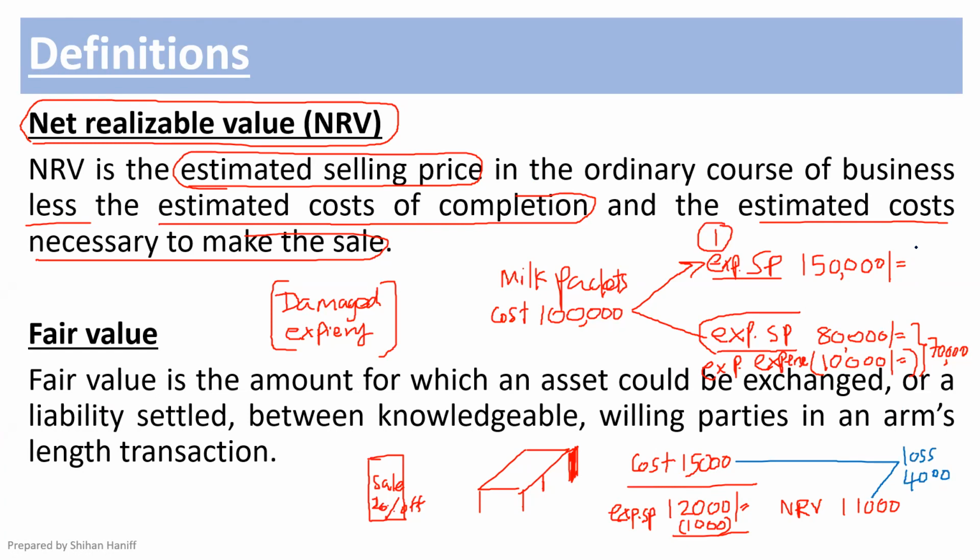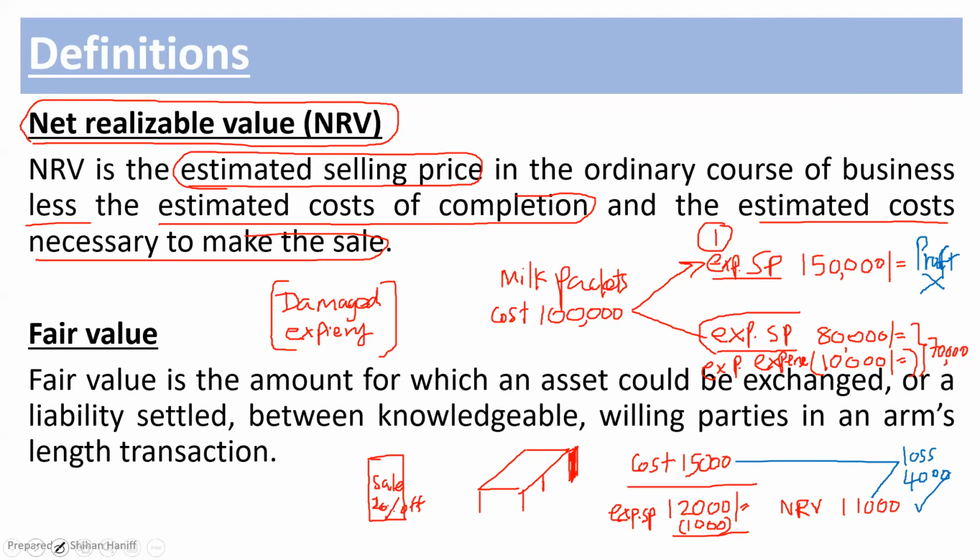Remember, if there is a profit, a future profit, we don't recognize it, according to the realization concept. Future profits are not recognized, but future losses you have to recognize. So that is the concept of net realizable value.